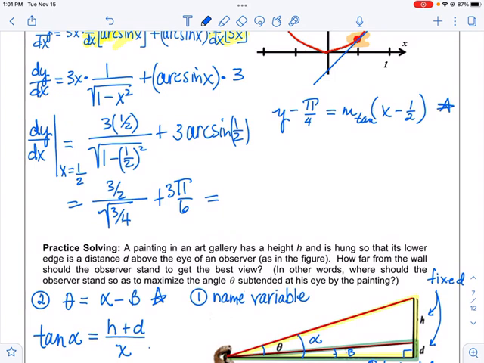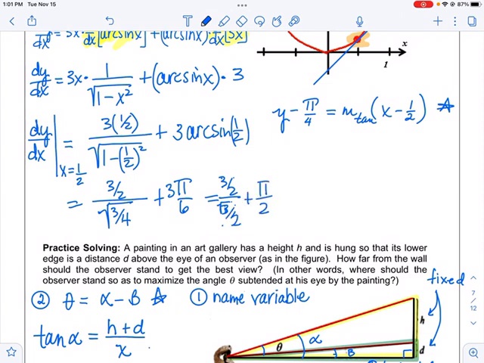Now remember what you're finding. You're finding the slope. So this is going to be 3 over 2, and then over square root of 3 over 2. And then we have plus pi over 2.